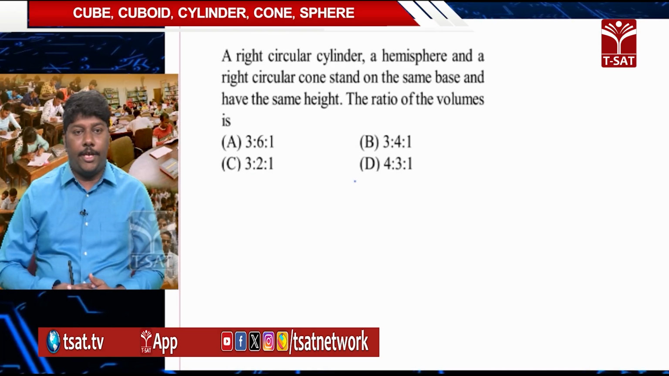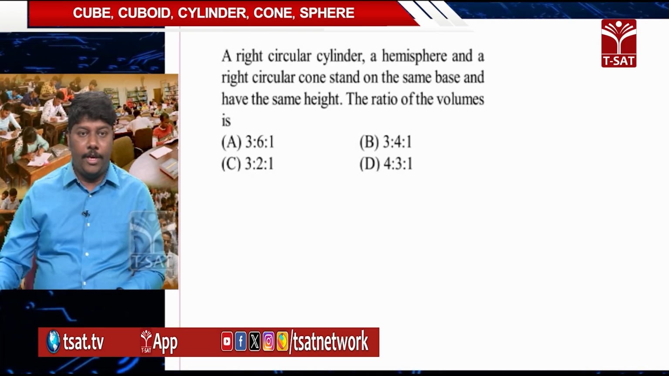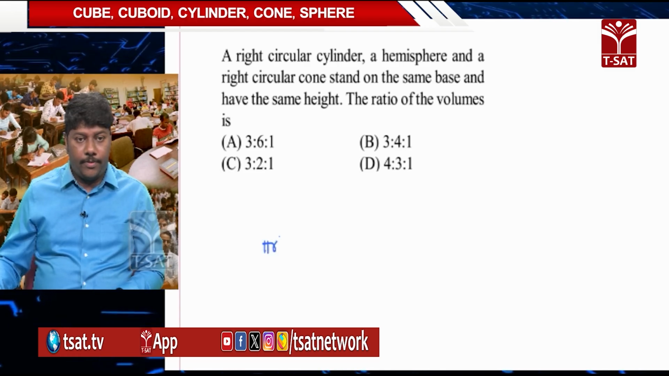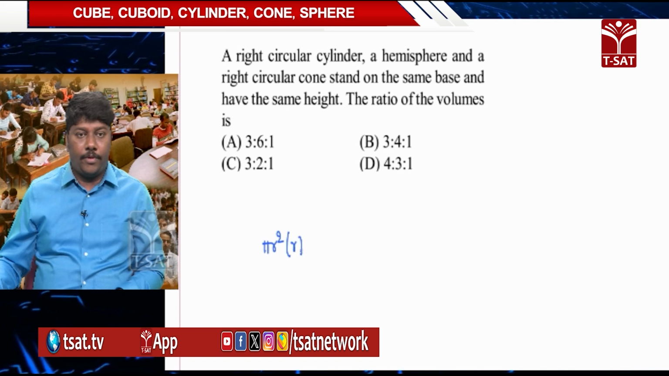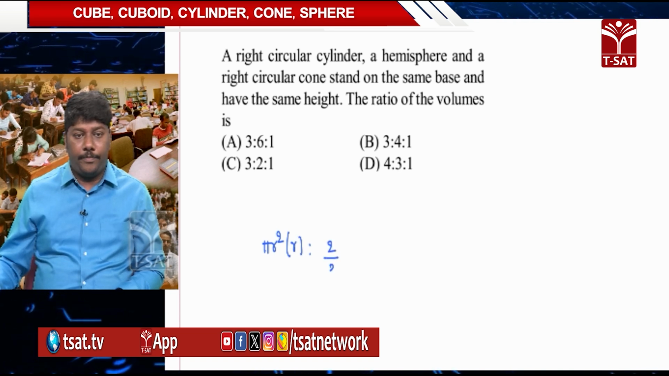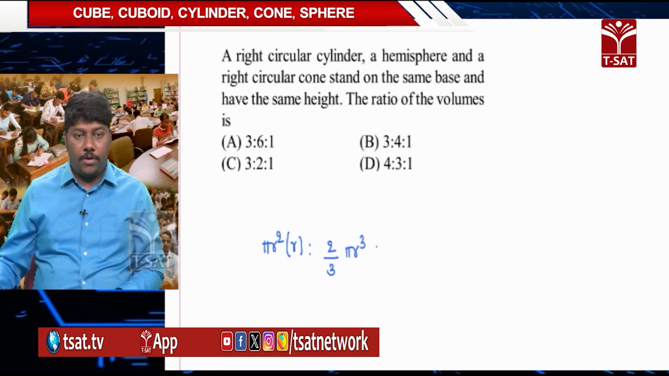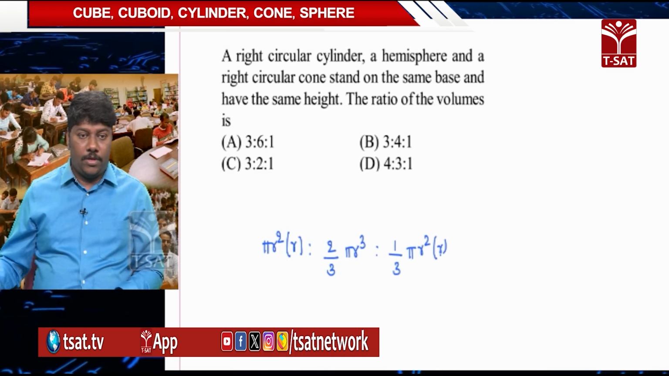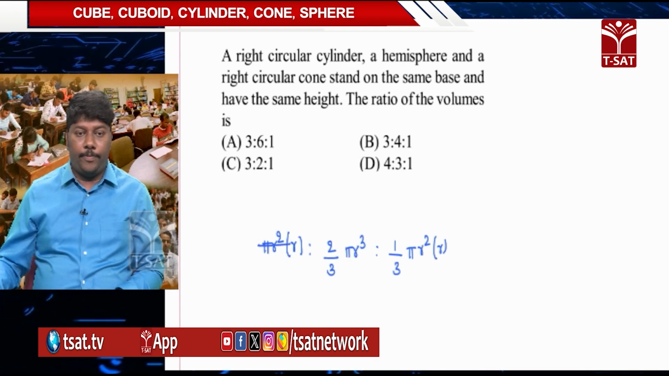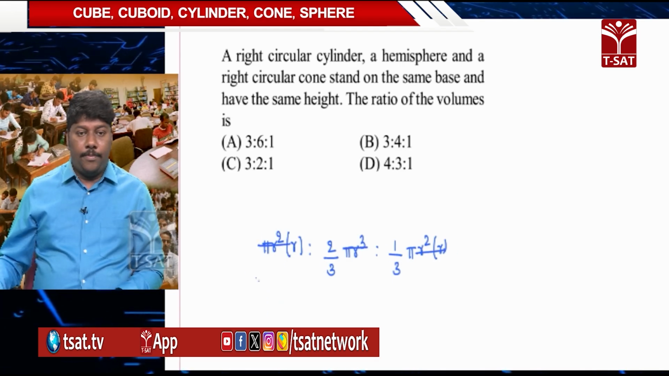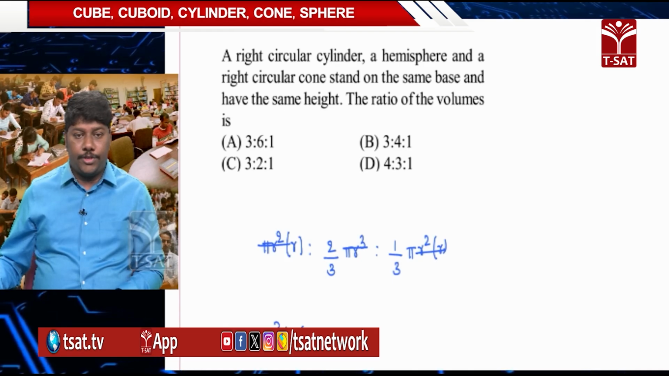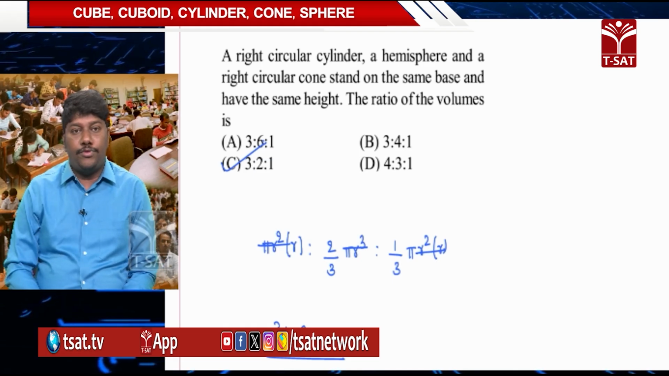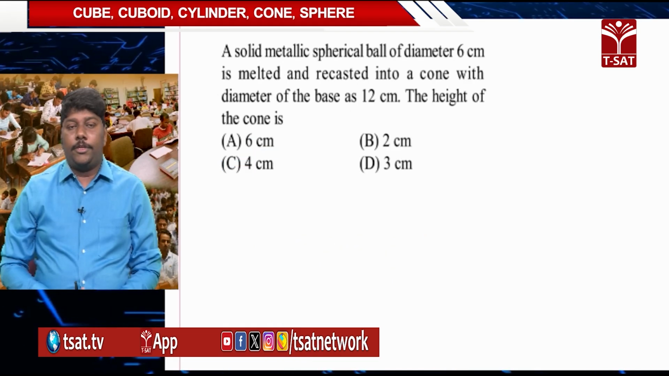So now he is asking you the ratio of the volume of a cylinder. Go with the order. Volume of cylinder is pi r square h. h is also r only. Hemisphere is 2 by 3 pi r cube. Cone is 1/3 of pi r square h. H is r only. Therefore everything gets cancelled. Pi r cube, pi r cube, pi r cube cancel. Multiplied with 3, therefore you get 3:2:1. So the volume ratio is 3:2:1.